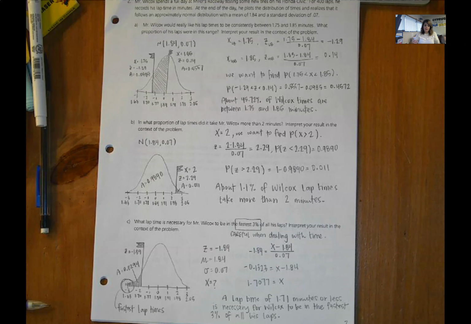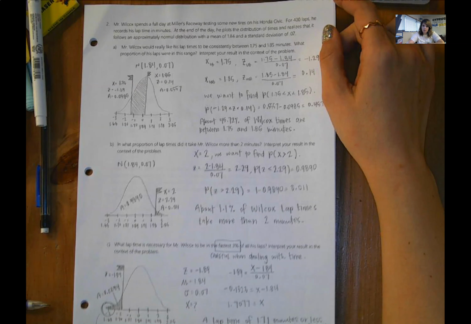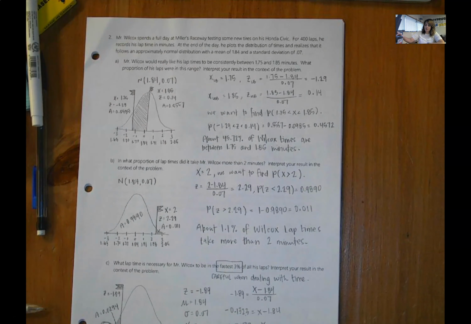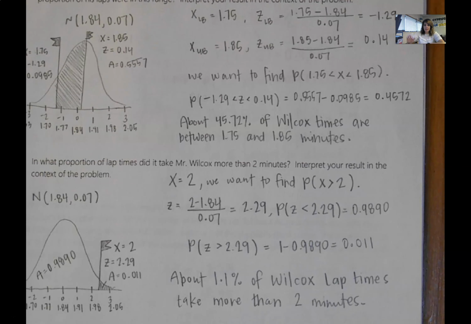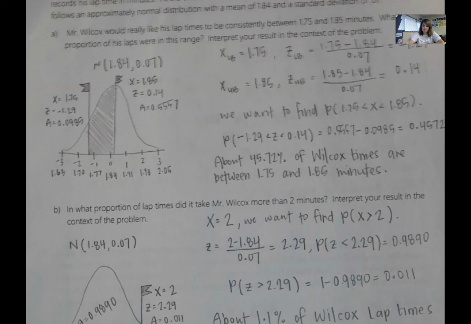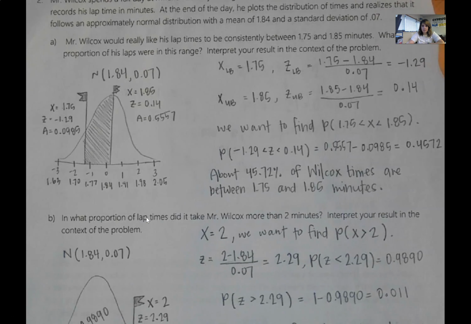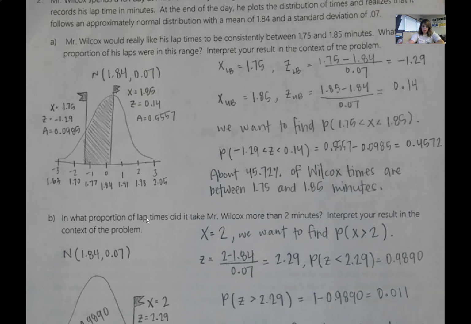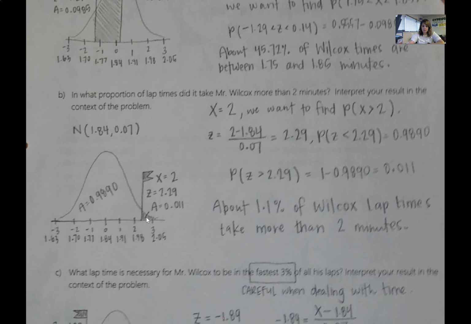Okay, for number 2, I have about 45.72% of Wilcox times are between 175 and 185. Notice I've done all the labeling once again. 2B, about 1.1% of Wilcox lap times take more than 2 minutes.